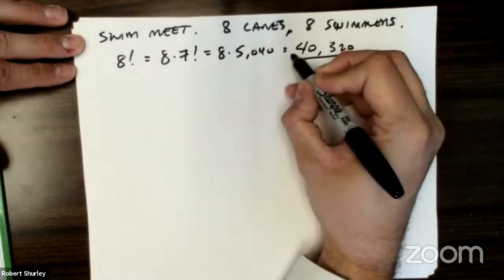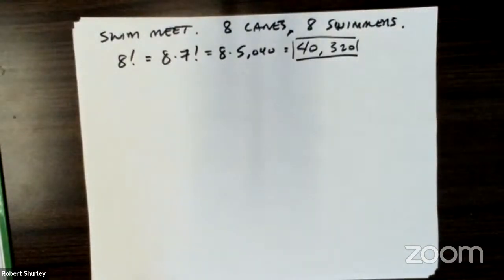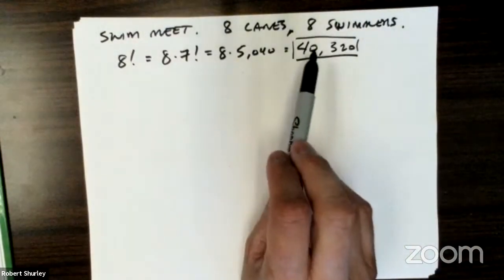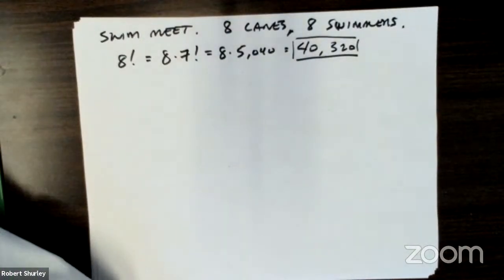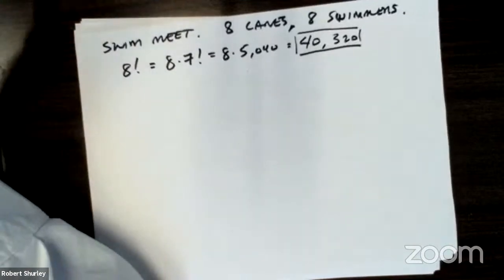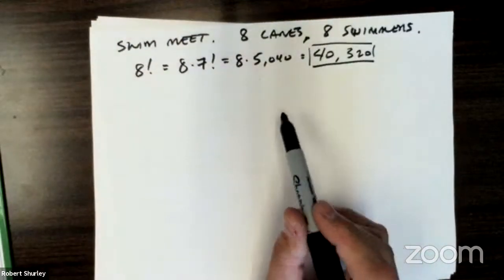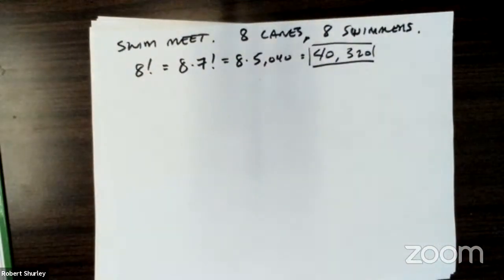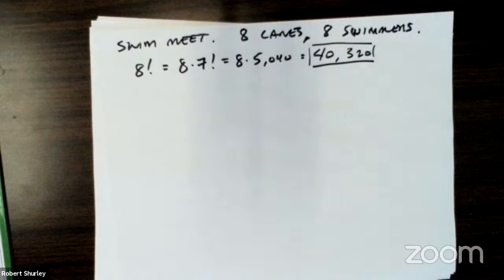That's 40,320. So if it was all random, the one outcome is 1 out of 40,320. Now, that's if all swimmers had the same ability. We know some swimmers are going to be better, some worse, but just at random, it's going to be 1 out of 40,320 ways, which is kind of neat.